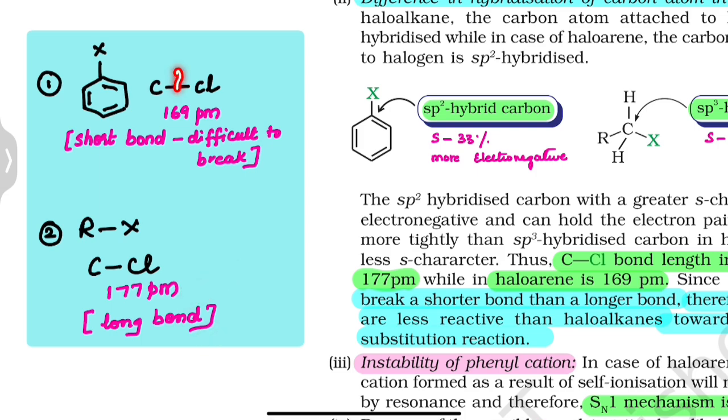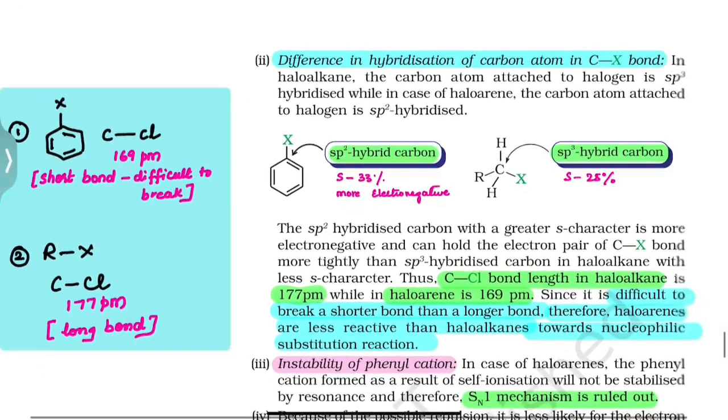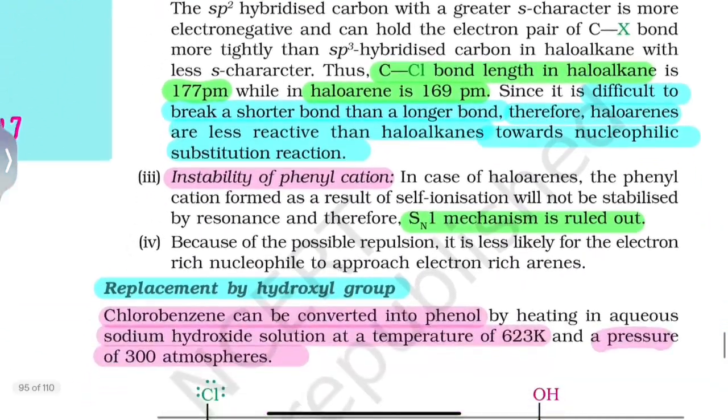If it is a short bond, it is difficult to break. If it is longer, you can easily break this bond. Therefore, in haloarene, again it is difficult to break this bond because the carbon atom is sp2 hybridized, because of which the bond length is shorter. So this is the second reason.